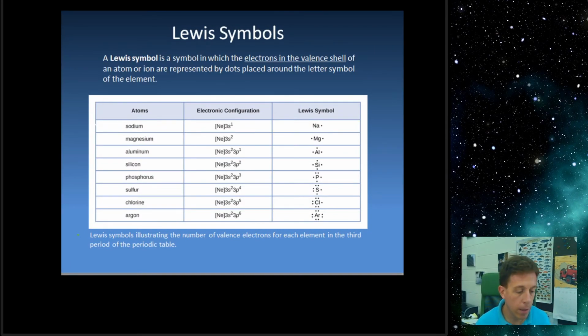Hello. In this video I would like to go over Lewis symbols, also called Lewis dot structures, which is a way to represent the valence electrons or the valence shell of an atom or an ion with dots placed around the center or the letter symbol of the element. This was conceived by the American chemist Gilbert Lewis about 100 years ago.